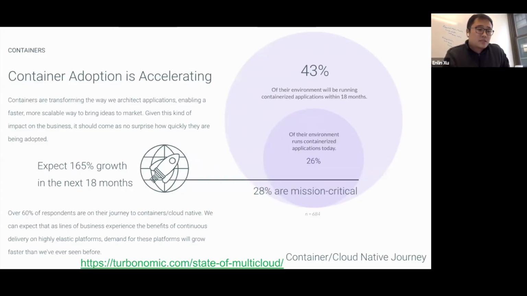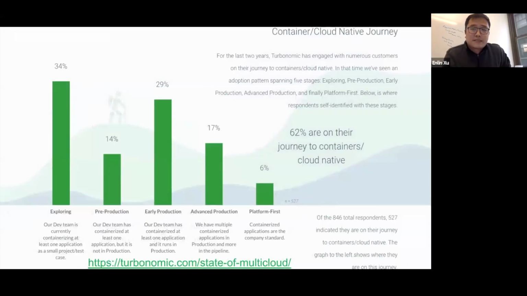This is not surprising, I think. Container adoption has been accelerating over the past few years, and that's the same we get from the survey. Among them, 43% of their environment will be running containerized applications within the next 18 months, and 26% of their environment runs containerized applications today. Among those, 28% are mission critical, which means that application performance is really important to these people because it directly impacts their business.